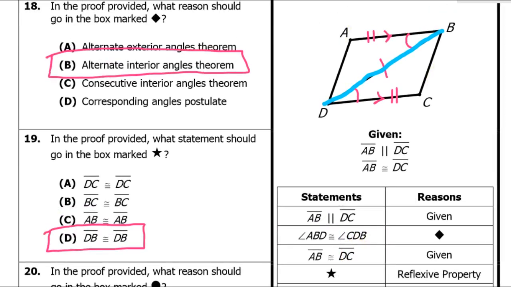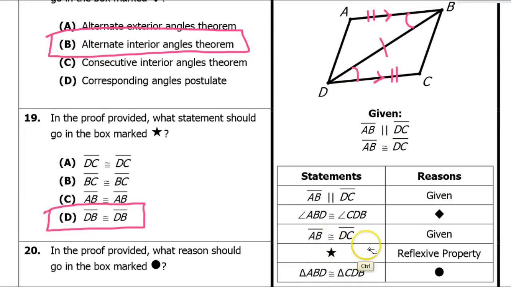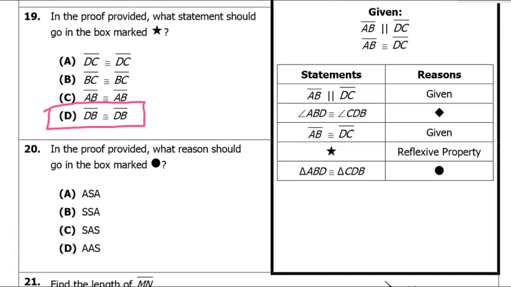Now we have everything that is shown in this picture, and suddenly we can say the two triangles are congruent. But why can we say that? Look at the pieces of information that we have. We have a side, an angle, and a side. We have two sides and the angle in the middle. That's side, angle, side. So the answer is C, side, angle, side.